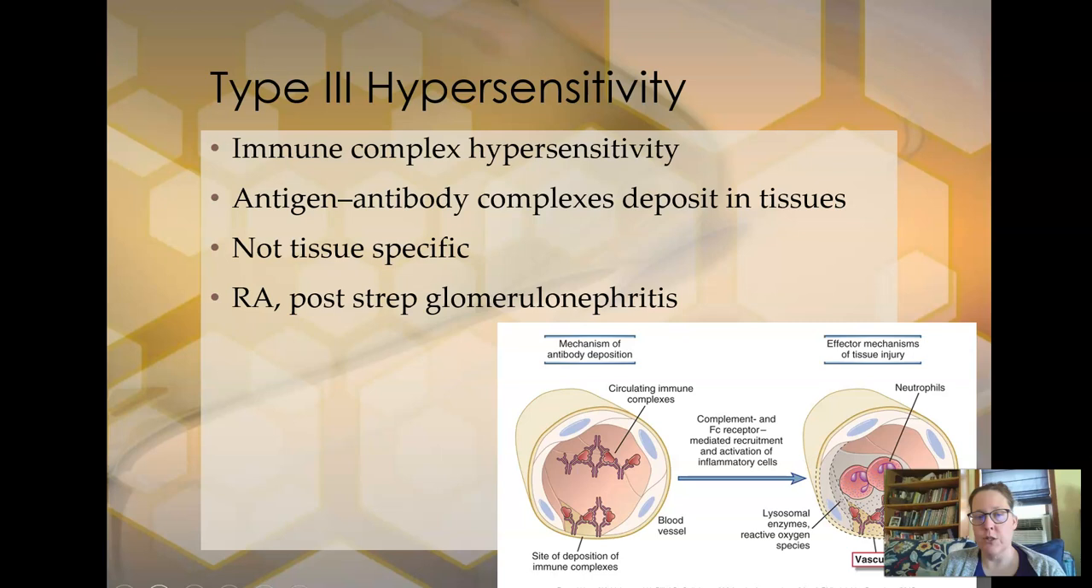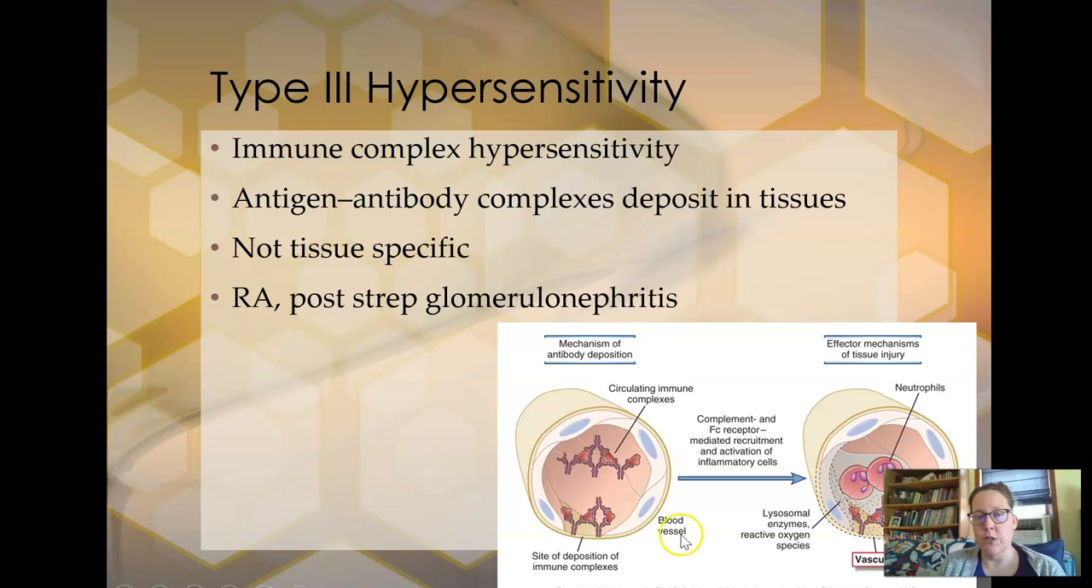Your type 3 hypersensitivity is an immune complex hypersensitivity. So it's an antigen-antibody combination that has formed in liquid form. They've bound, right? So in plasma or something, and then those antigen-antibody complexes get trapped in tissues, and that causes damage. They are not tissue specific. RA, rheumatoid arthritis, and post-strep glomerulonephritis are a couple of examples of type 3 hypersensitivity, and some of the mechanisms in lupus are also type 3 hypersensitivity.